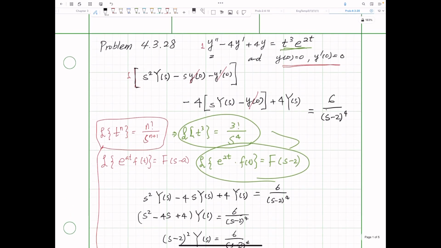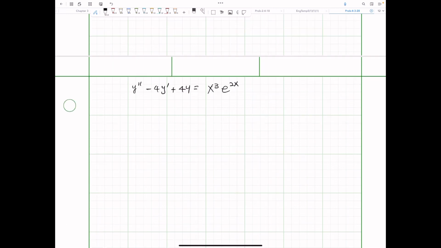If you're not going to use the Laplace transform for this higher order differential equation, what we learned in chapter 3, we can use the undetermined coefficients technique here. In chapter 3, we used undetermined coefficients to solve these higher order differential equations. How did you do that? We need to find the auxiliary equation first, and that is m squared minus 4m plus 4 equals 0, so m equals 2, m equals 2.